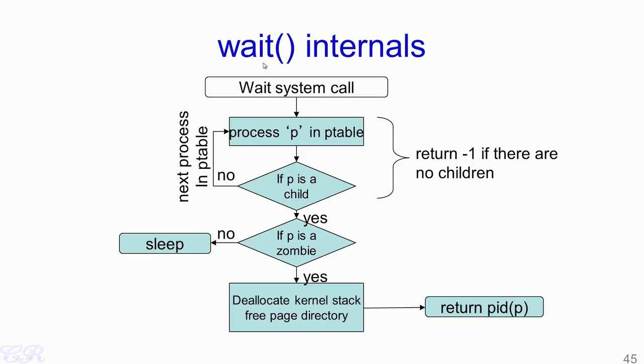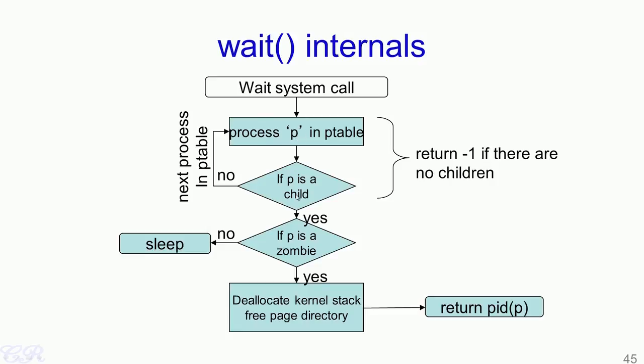Now, let us see the internals of the wait system call. This flowchart is with respect to the x86 operating system. When a parent process in user space invokes the wait system call, the following operations in green occur in the operating system. First, a loop iterates over every process in the p table and checks whether the process p is a child of the current process. If it is not a child, then you take the next process in the p table.